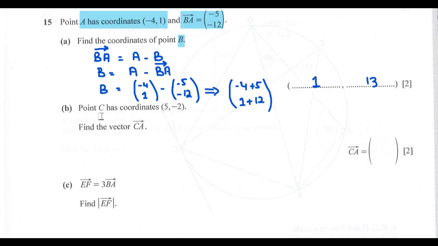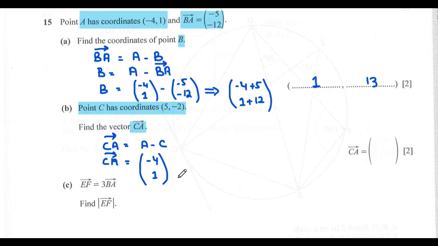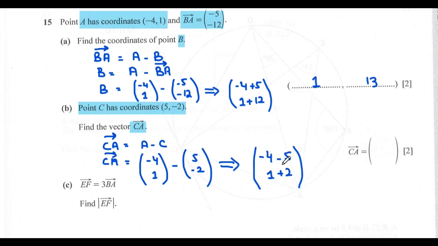B part says point C has the coordinates 5 and -2. Find the vector CA. So again the same formula to get CA, it would be A minus C. Now you know the position vector of A already, which is -4 and 1. So I'll put it over here, -4 and 1, minus the position vector of C, which is 5 and -2. Solving it further, -4 minus 5 would be -9, and 1 minus -2 would be +2, so 1 plus 2 would be 3. So this is vector CA.